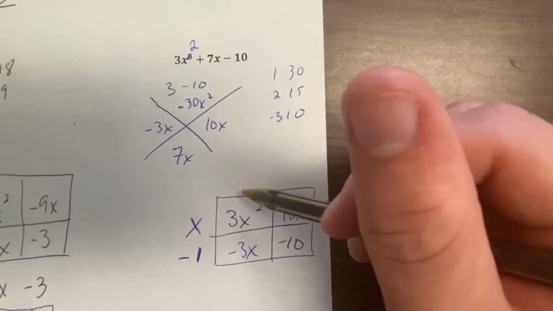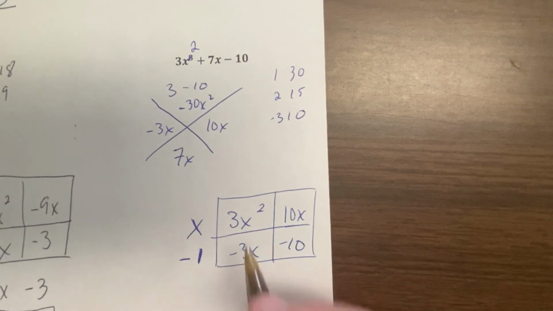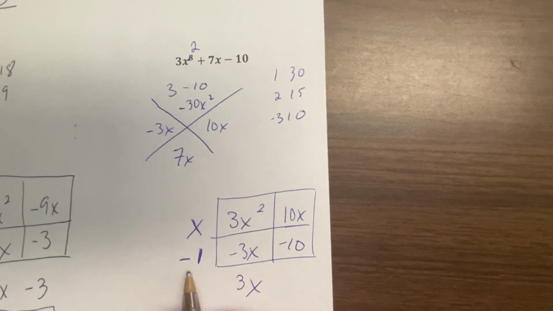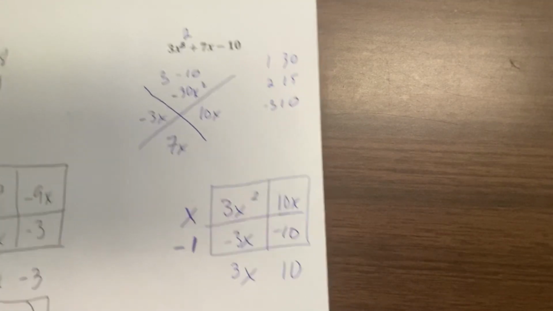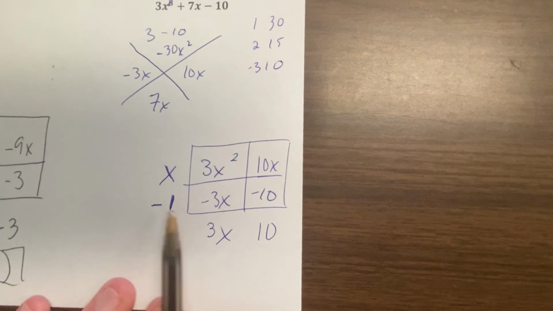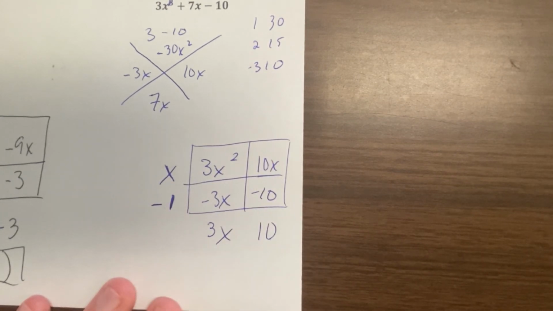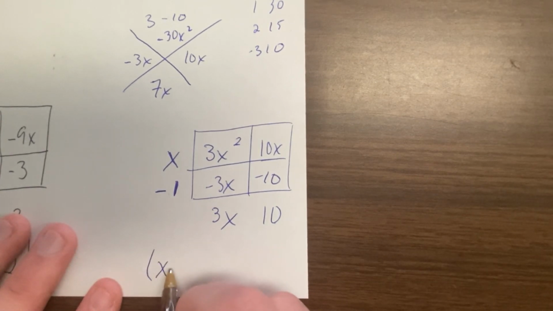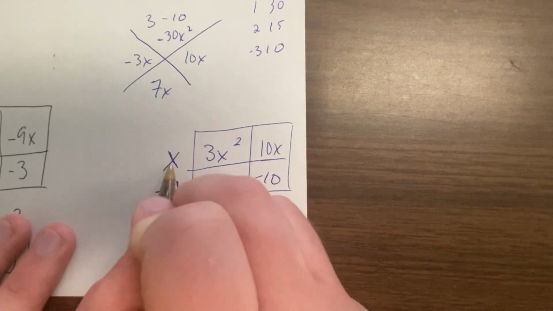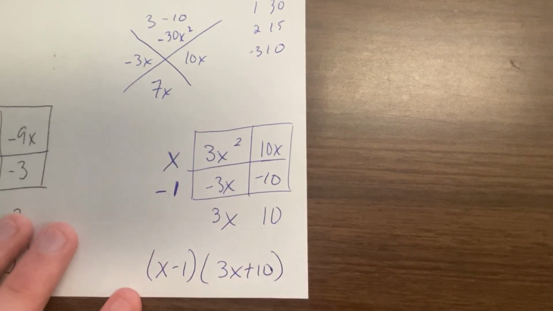Another way to do this, instead of looking for the GCF, is to ask yourself, what times negative 1 gives you negative 3x? It should be a positive 3x. What times negative 1 gives you a negative 10? Positive 10. Remember, the box should match up: negative 1 times positive 10 is negative 10, and x times 10 is 10x. Let's fill in our factors, filling in our binomials. On the left side we have x minus 1, and on the bottom we have 3x plus 10.